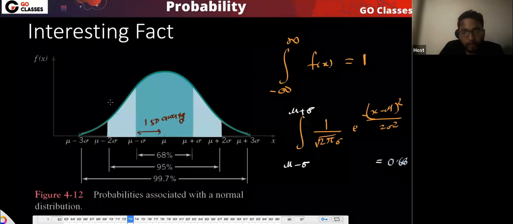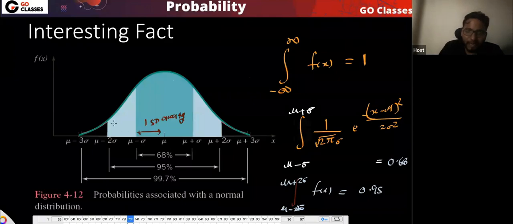And if you talk about 2 standard deviations away, which means if you just integrate this from mu minus 2 sigma to mu plus 2 sigma, if you calculate this f(x), then it is coming out to be 0.95, which means if you go even a little away from the average, most of the people are in this range. 95% people, this is a very interesting fact, that 95% of people are in this range. Meaning 1 standard deviation, 68% people, 2 standard deviations, 95% people are in just 2 standard deviations.